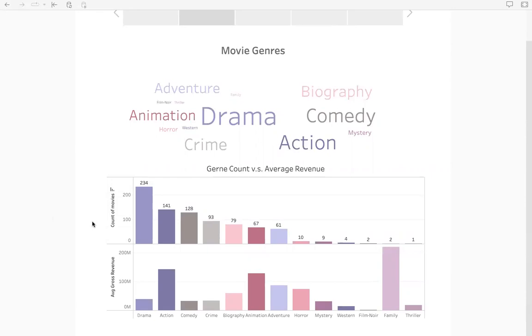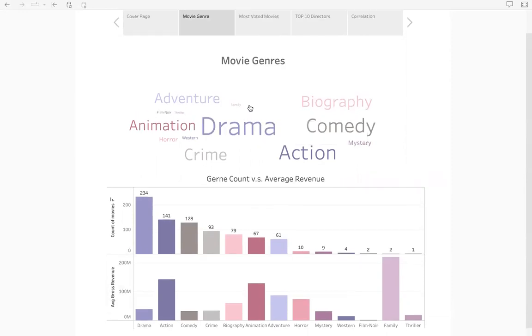One interesting finding is that when we look at the lower bar graph, we can see the family genre is among the highest average gross revenue. However, there are only like 2 movies in this genre, so it's not very representative.